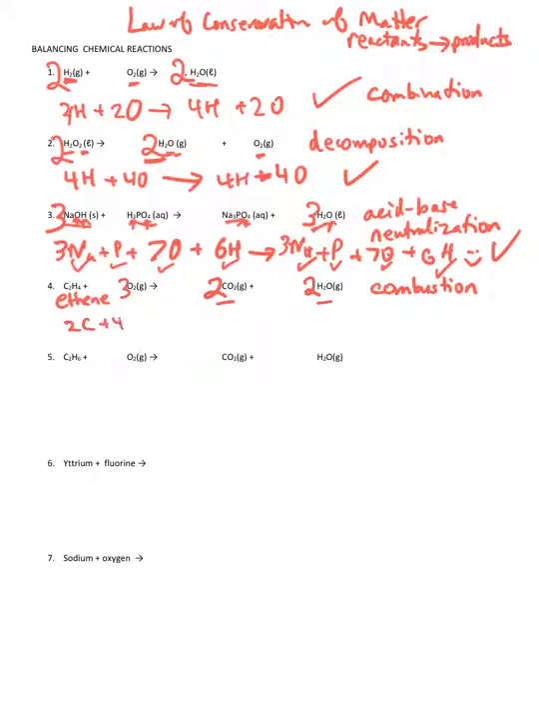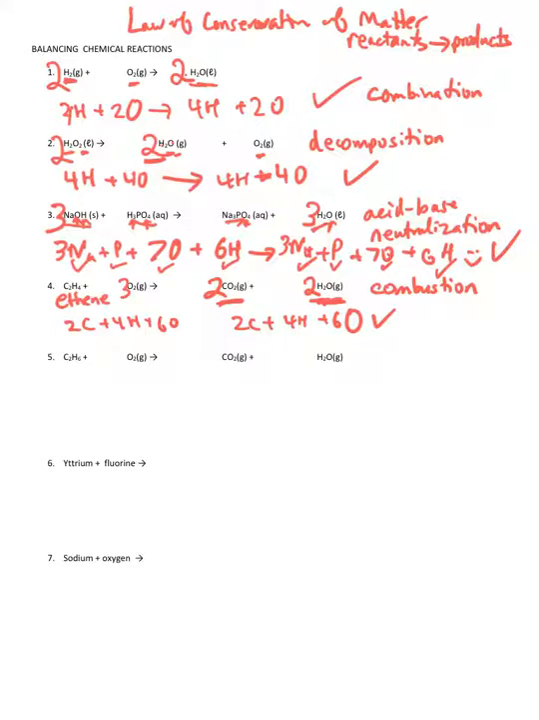Got 2 carbons, plus 4 hydrogens, plus 6 oxygens, reacts to make 2 carbons, plus 4 hydrogens, plus 2 times 2 oxygens from the carbon dioxide, plus 2 from the water, gives me 6 oxygens. Negative.